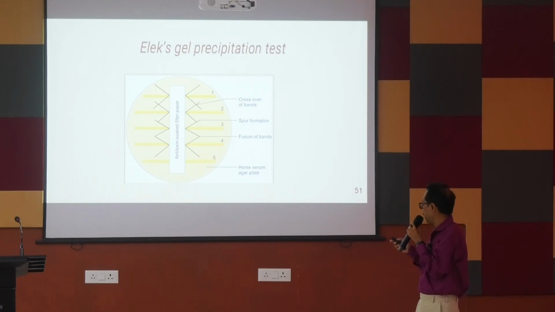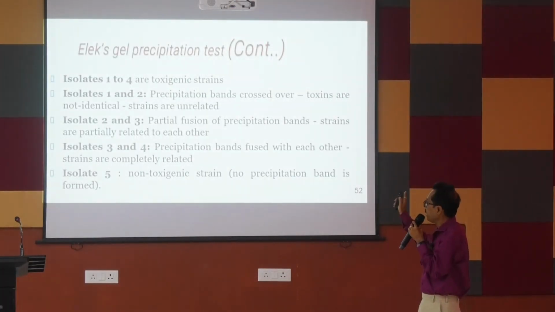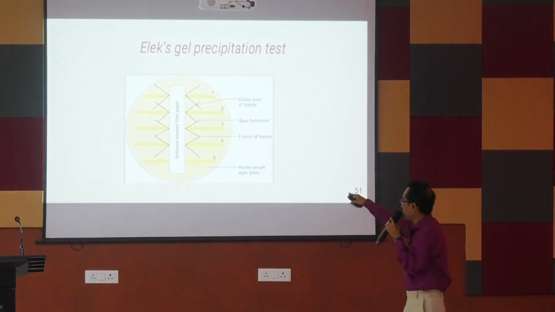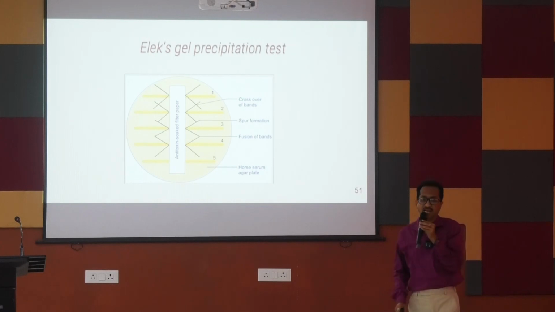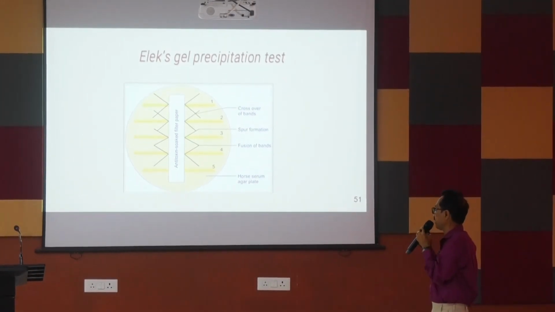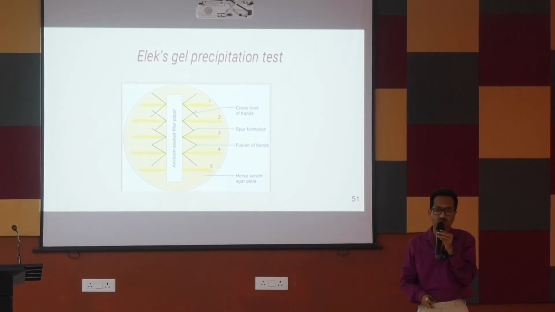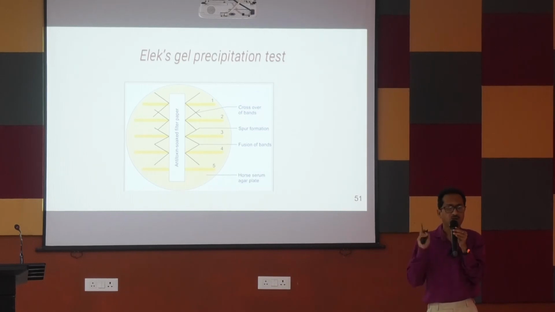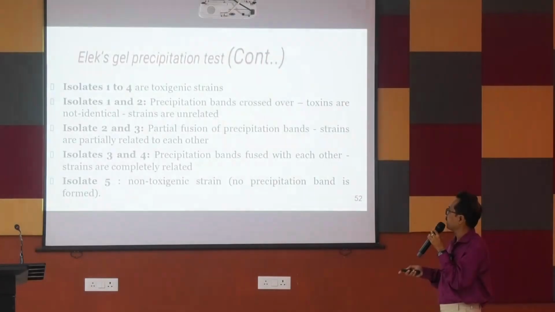Toxin 2 and 3 show partial fusion. Strains are partially related to each other but not identical. But isolates 3 and 4 are fused to each other, so they are identical toxins. So this is the Elek gel precipitation test. And what is the media used? Culture media used is horse serum agar plate. Horse serum agar plate is used to do this Elek gel precipitation test.